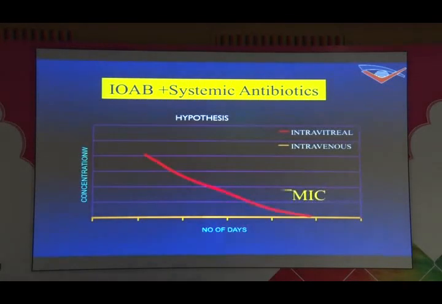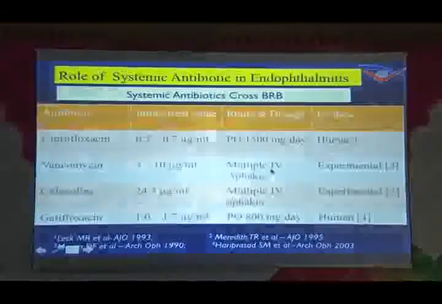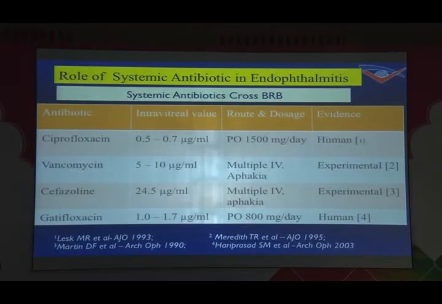Now, what happens with the intraocular antibiotic and systemic injections? If you see here, this is the intravitreal injection which is given. The minimal inhibitory concentration gradually comes down over a period of time, and that is when the systemic antibiotics are increasing, so they should be used. But one should use antibiotics which can cross the blood-retinal barrier, and typically we use either ciprofloxacin or gatifloxacin.